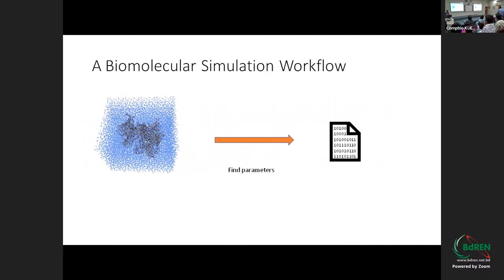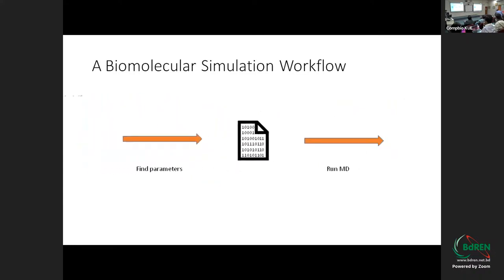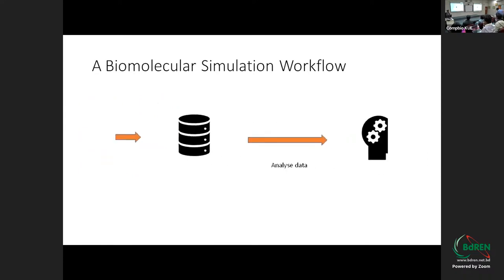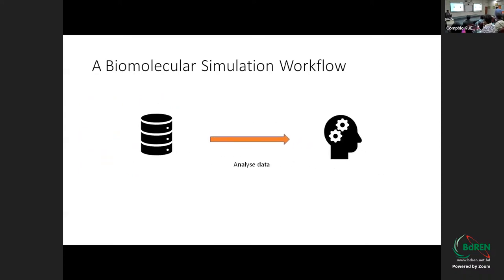And then we find parameters from the force field library. Okay, I have my atoms, what are the parameters? And then we put it into an MD engine and we run MD. I think that's in our next lecture. And then finally, we analyze the data.